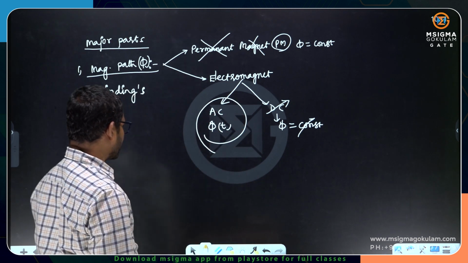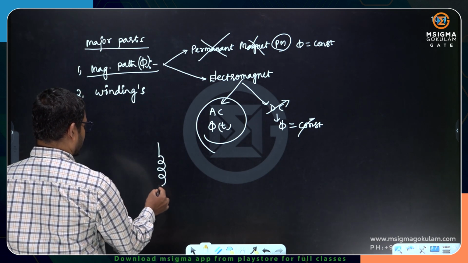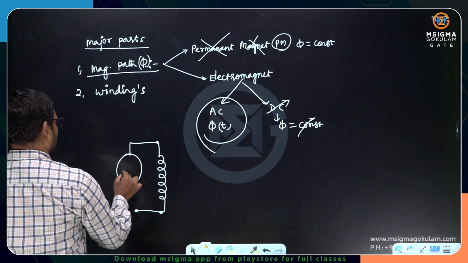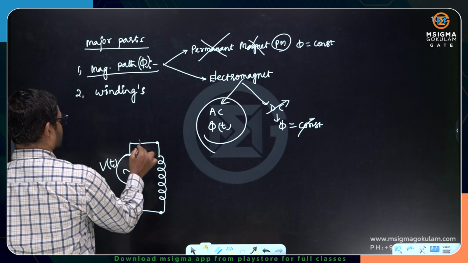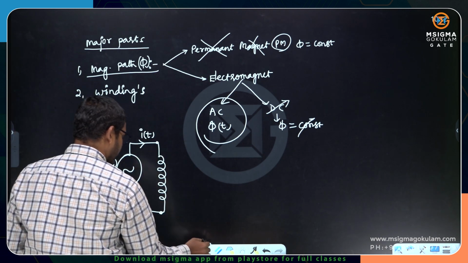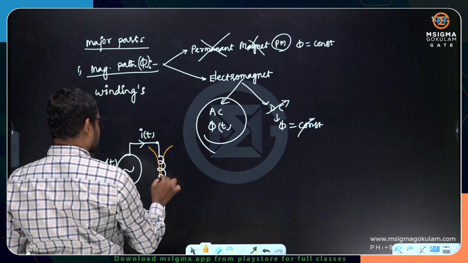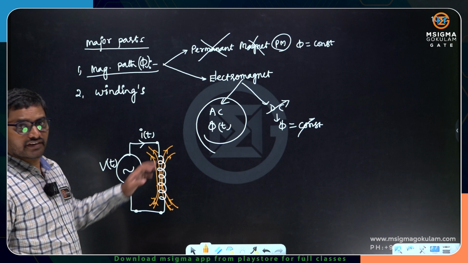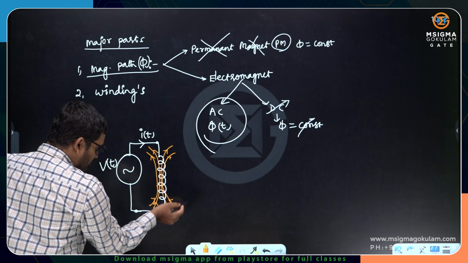Let me show you here. To produce field lines, I am taking a coil, and this coil is energized with an alternating voltage source. This alternating voltage source is going to drive a current i of t, and this i of t is going to create a flux phi of t. This is how the time varying flux lines are going to be established in this direction.